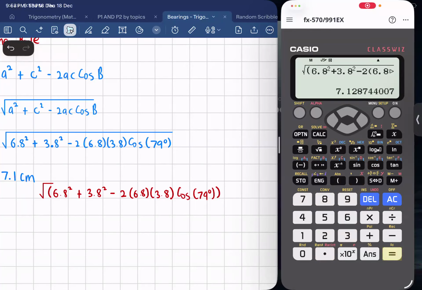When you're ready, press equal and let me know what you get. All right, I made a mistake, so I have to plug in everything again. Let me go again, right?